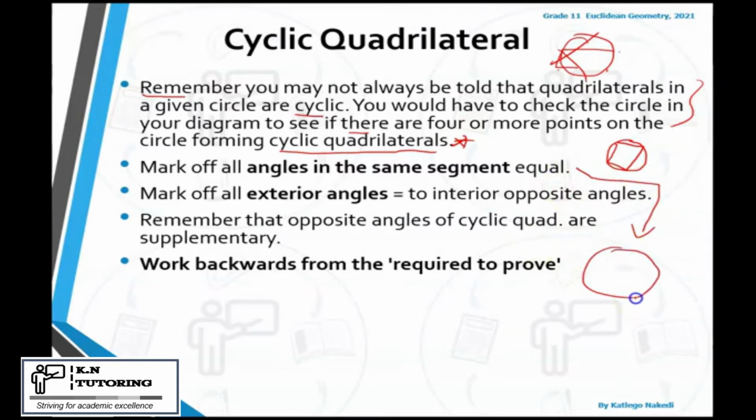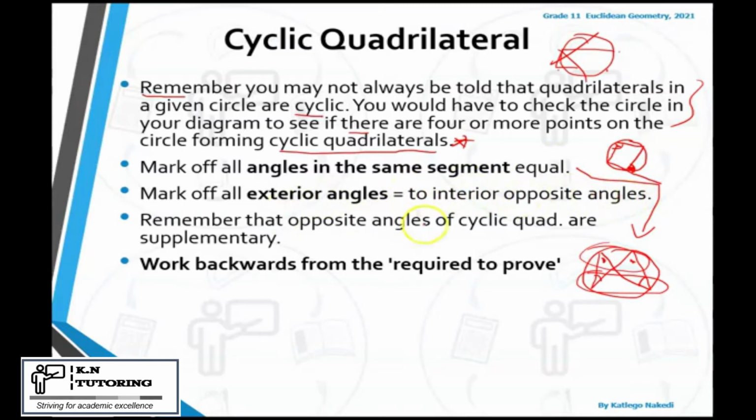So if you have a circle there, you've got 4 points, so this angle will be equal to that angle will be equal to that angle. Mark off all angles in the same segment. This is what we call the bow tie theorem. These are in the same segment, and these ones are in the same segment. Very important: all exterior angles equal the interior opposite angles. So if this is a cyclic quad and we've got an exterior angle that is extended, mark off that angle immediately as equal to the interior opposite angle, because we've got a theorem that says the exterior angle of a cyclic quad equals the interior opposite angle.